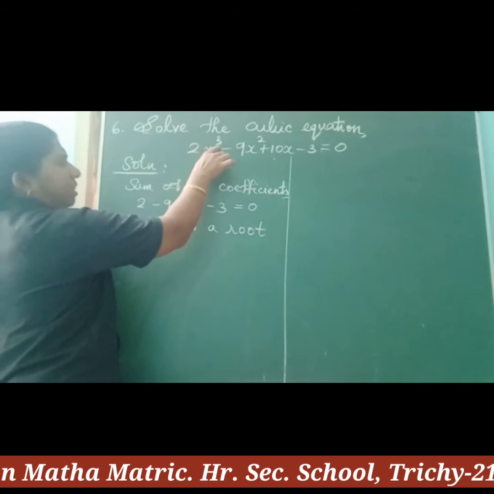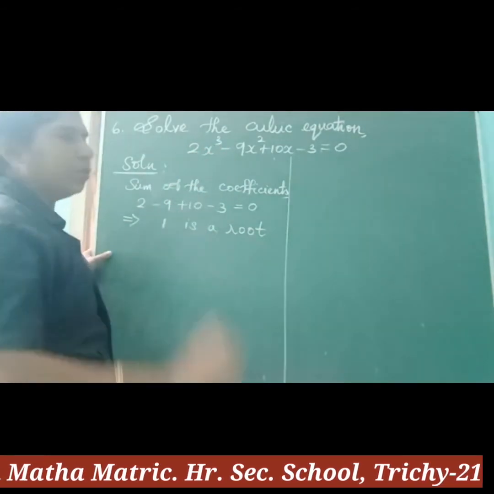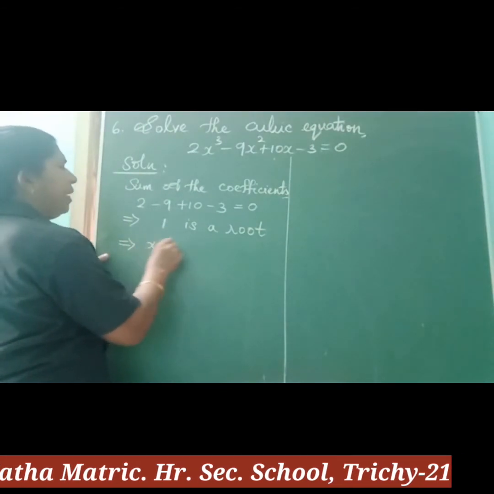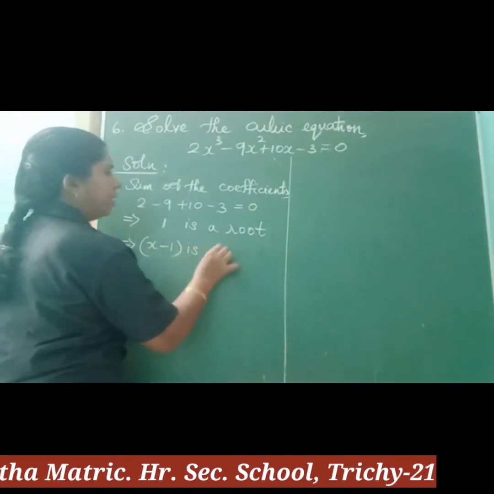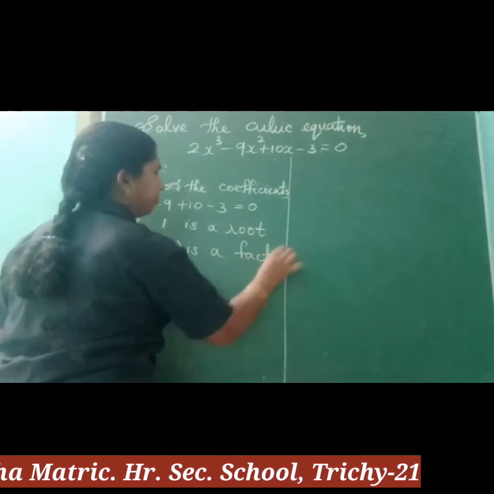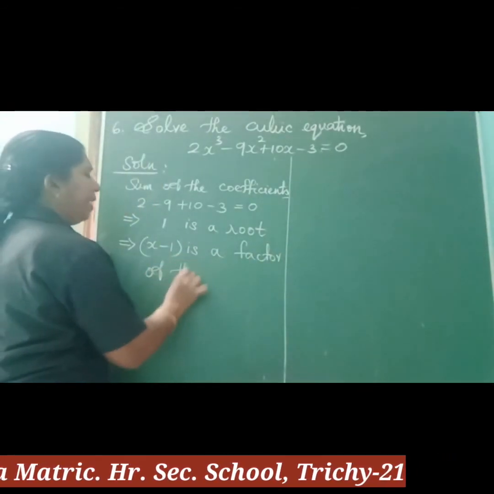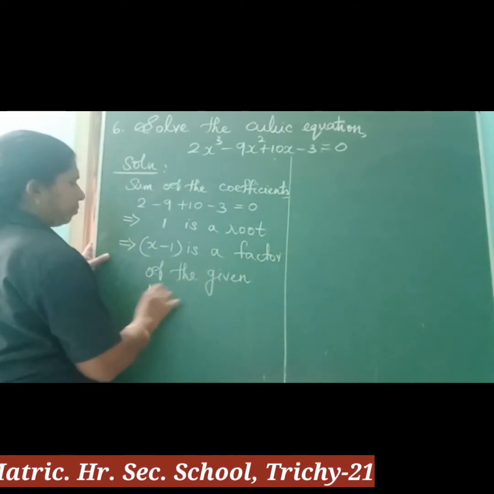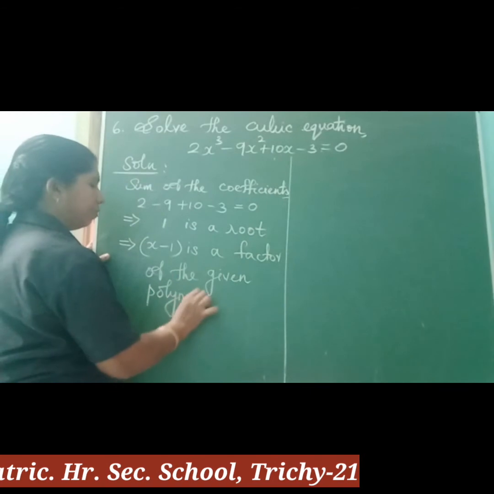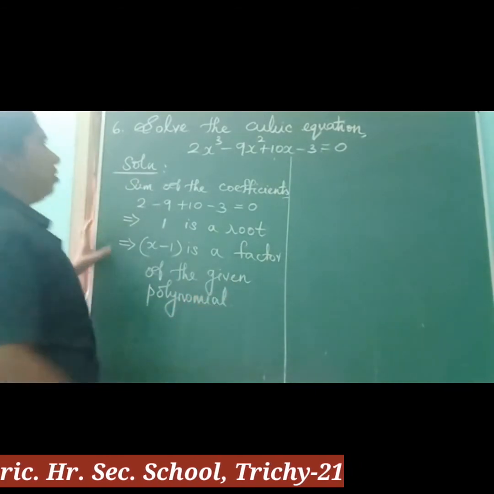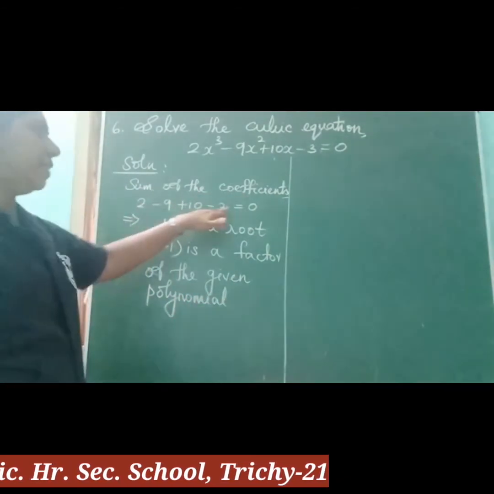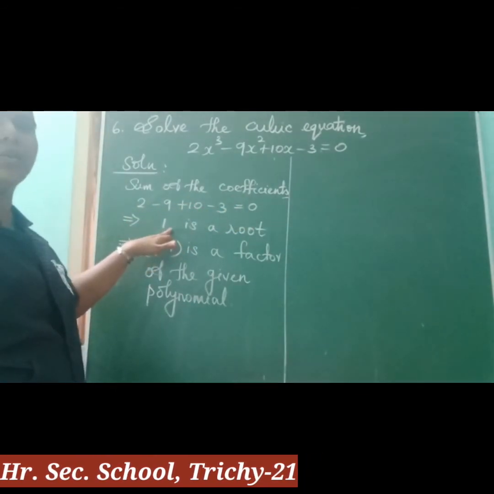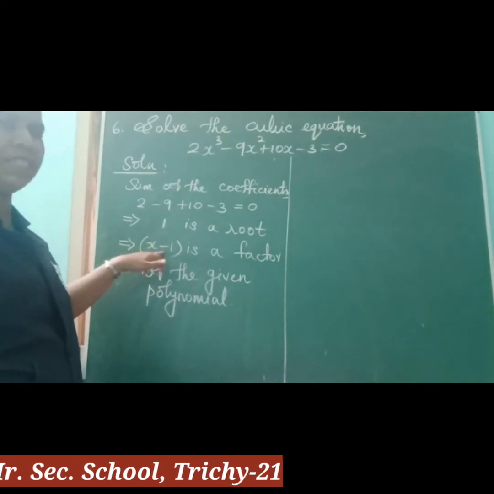Since the power is 3, we have to find out 3 roots. So 1 is the root means we can write x minus 1 is a factor of the given polynomial. So first, since the sum of the coefficients is equal to 0, 1 is the root. 1 is the root means we can write x minus 1 is the factor.